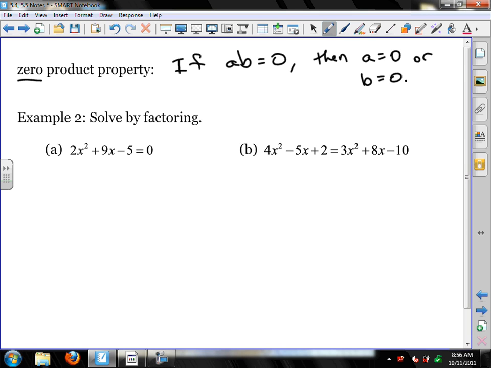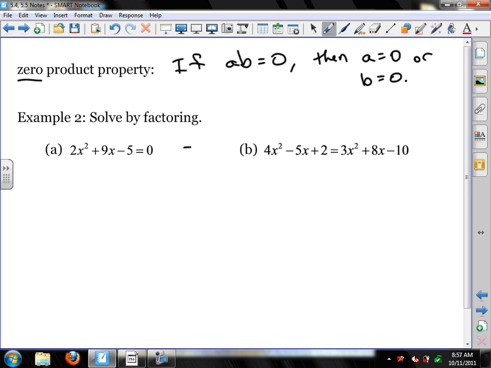Solve by factoring: 2x squared plus 9x minus 5 equals 0. First step is always going to be get it equal to 0. If it's not equal to 0, factoring is not going to help us out at all. It is. Good. Step 2, factor. Hopefully, I think we can all factor that. So go ahead and do it.